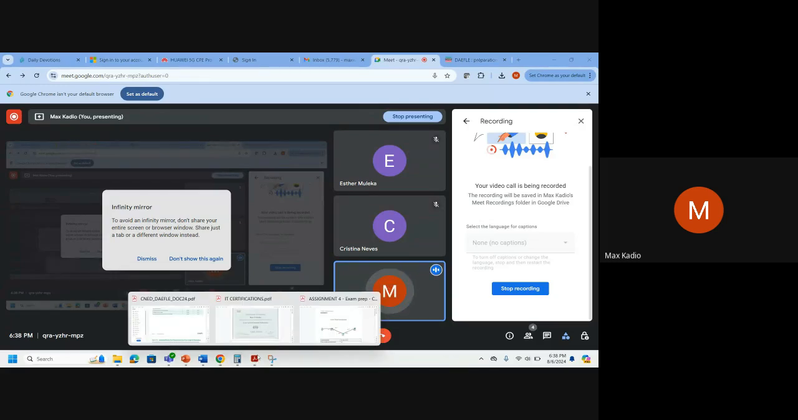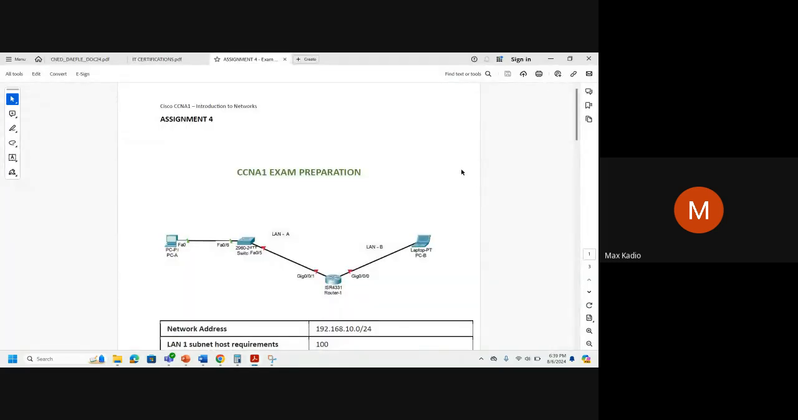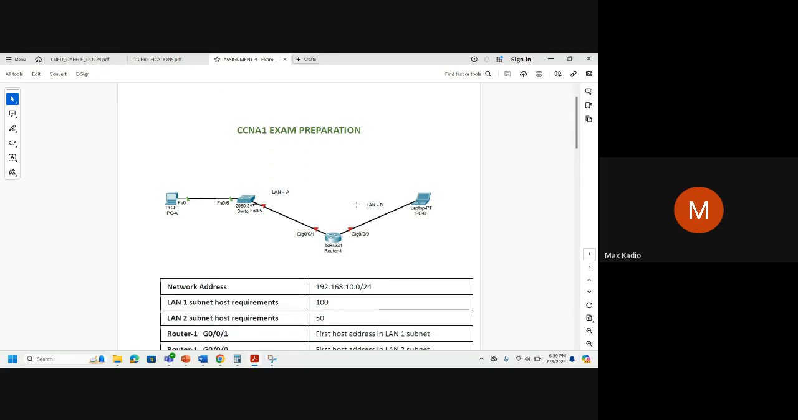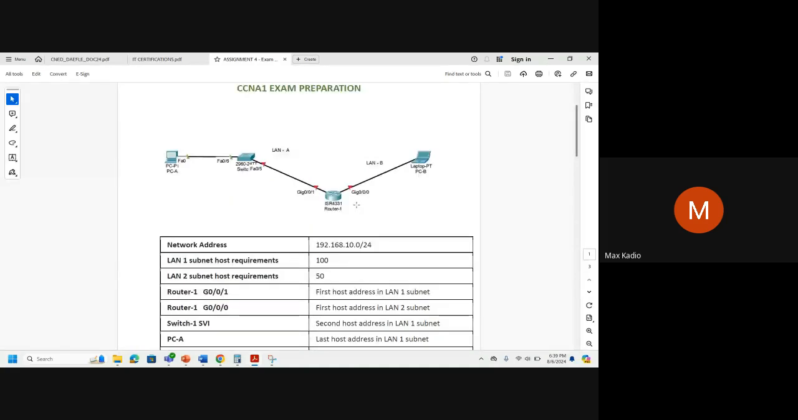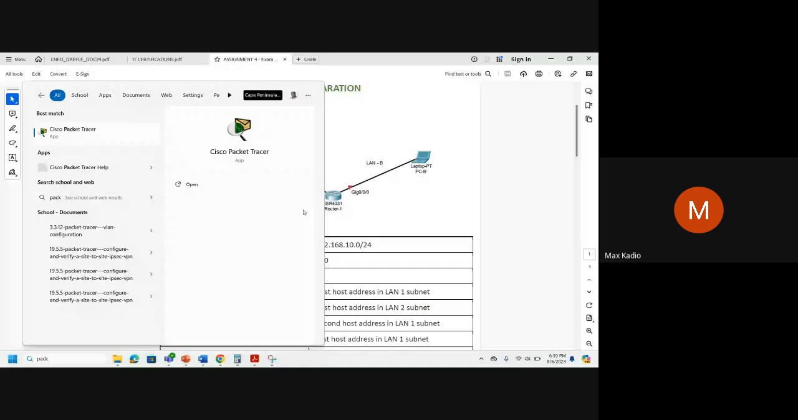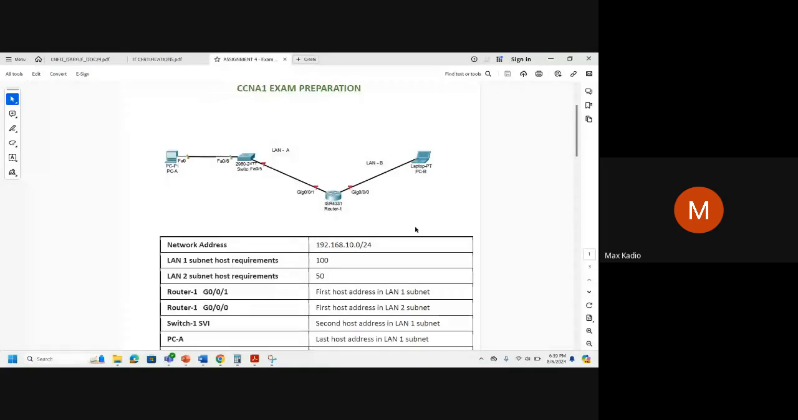Okay, so this is your homework or your assignment that we need to do. I'm going to show you once. You open Packet Tracer. When you open your Packet Tracer, you need to do this design: a PC, a switch, a router, and another laptop somewhere. Then the same thing we did last time at Scalabrini.